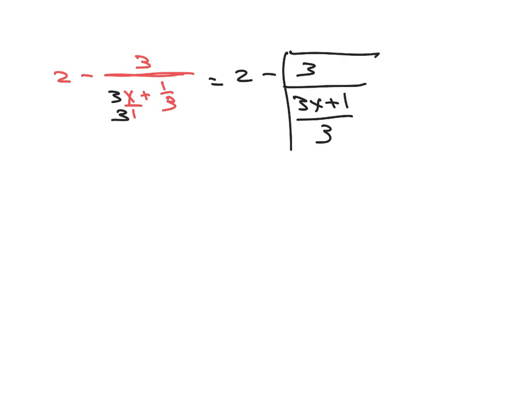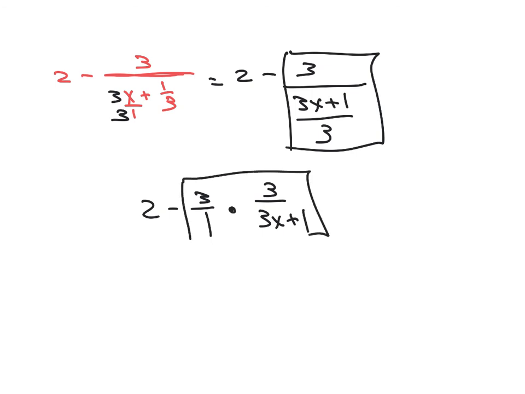So let's just look at simplifying this. We'll stick the 2 on there later. So this is actually 2 minus 3 over 1. And I'm going to invert and multiply. Okay, so now I'm going to combine these here.